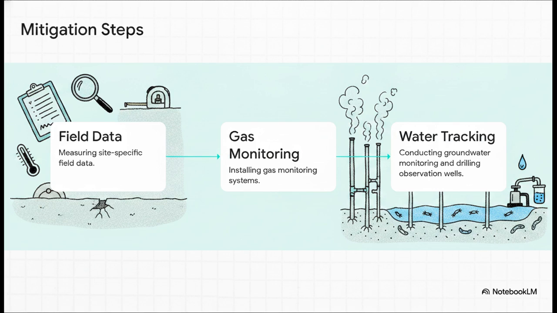The standard outlines specific steps for this mitigation. This includes measuring site-specific field data and installing gas monitoring systems. Crucially, it also involves conducting groundwater monitoring. And this isn't just taking a quick look at a puddle. It involves drilling dedicated observation wells, obtaining deep subsurface samples, and conducting complex analytical procedures to measure the physical, chemical, and biological effects of the contaminants. It is a highly rigorous and, honestly, highly expensive remediation process.